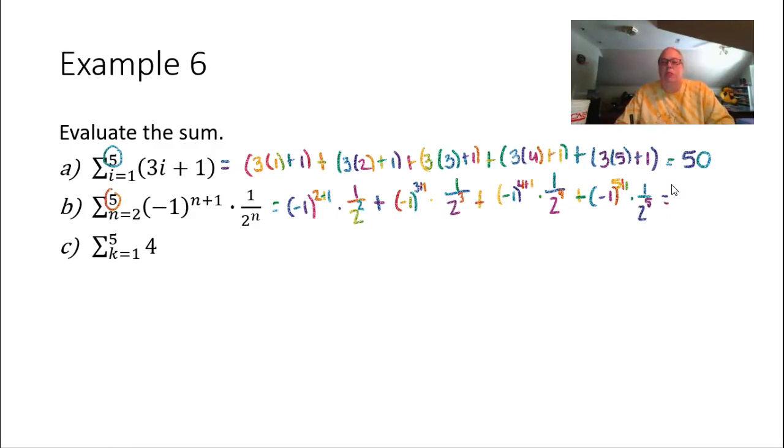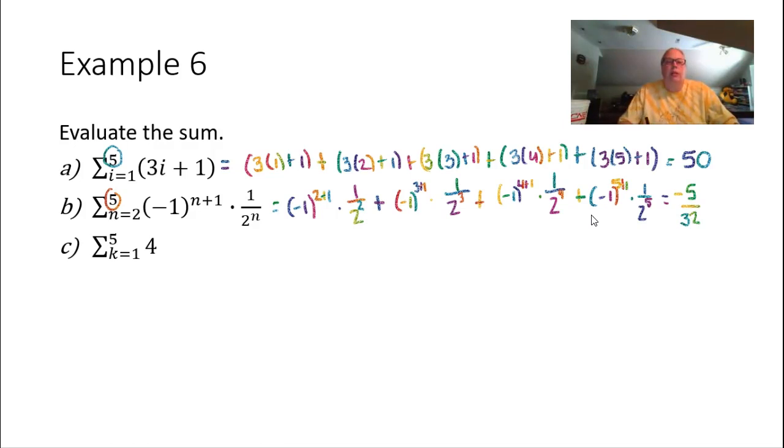So I'm only adding 4 terms this time because I started at the second one instead of starting at the first one like I did for part A. All right, let's get out our calculators and see what we get. And this is telling me my sum here is -5 divided by 32.